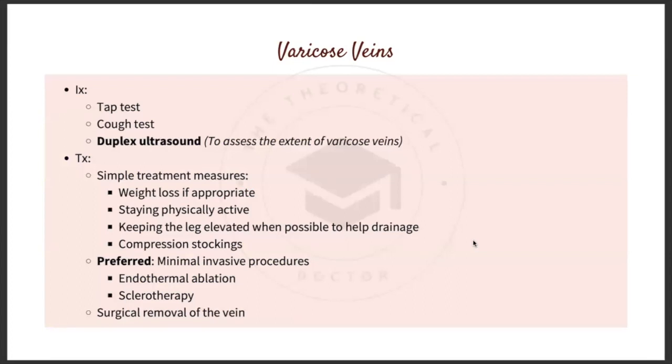The investigations to be done: usually a duplex ultrasound straight away, but you can also perform a tap test and a cough test. Treatment: the preferred would be minimally invasive procedures such as endothermal ablation, sclerotherapy, or even surgical removal of the vein. But here are some simple treatment measures: weight loss if appropriate, because sometimes a person may be obese and this contributes to the formation of varicose veins, but it does not actually help much once the varicose veins have been formed, but it will be good for the patient as well, because it will alleviate the weight on the affected limb.